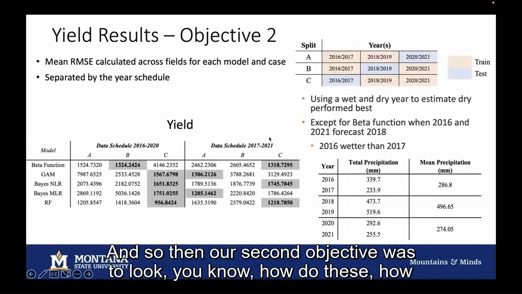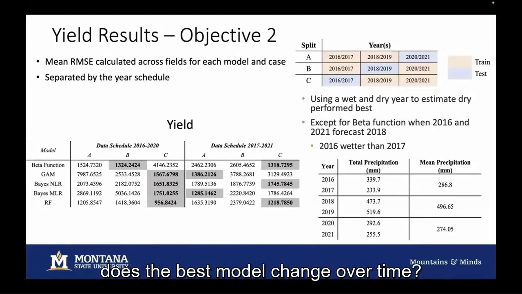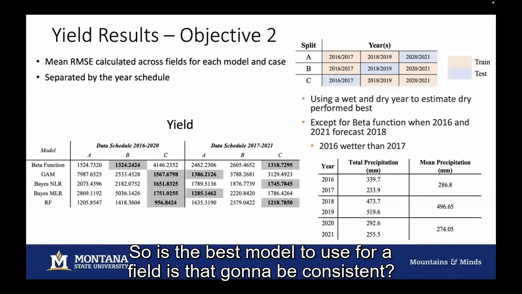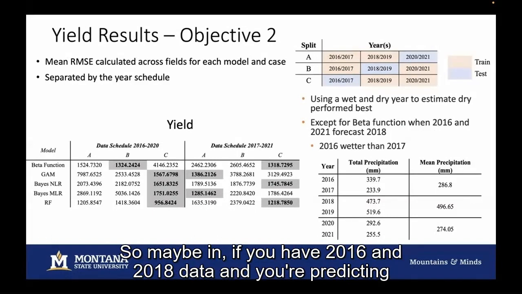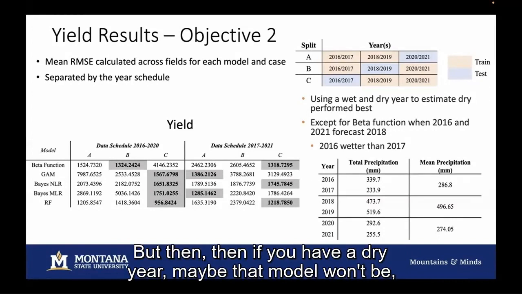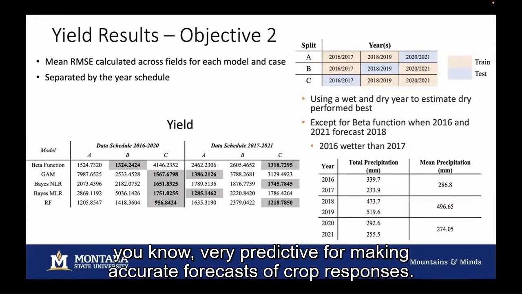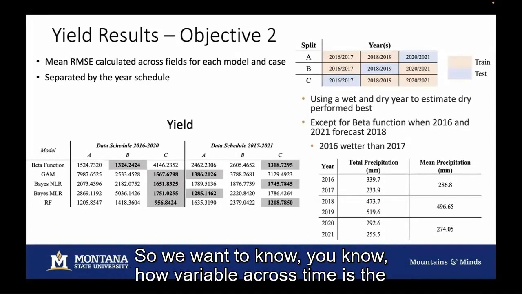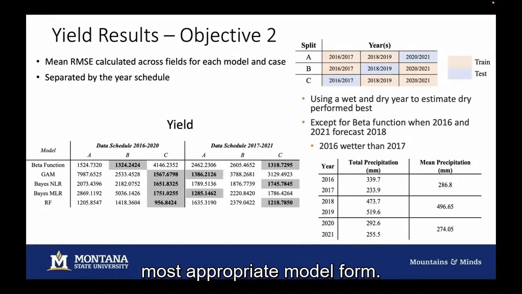And so then our second objective was to look at how the best model changes over time. So is the best model to use for a field going to be consistent? So maybe if you have 2016 and 2018 data and you're predicting 2021, a model might do best, but then if you have a dry year, maybe that model won't be very predictive for making accurate forecasts of crop responses. So we want to know how variable across time the most appropriate model form is.